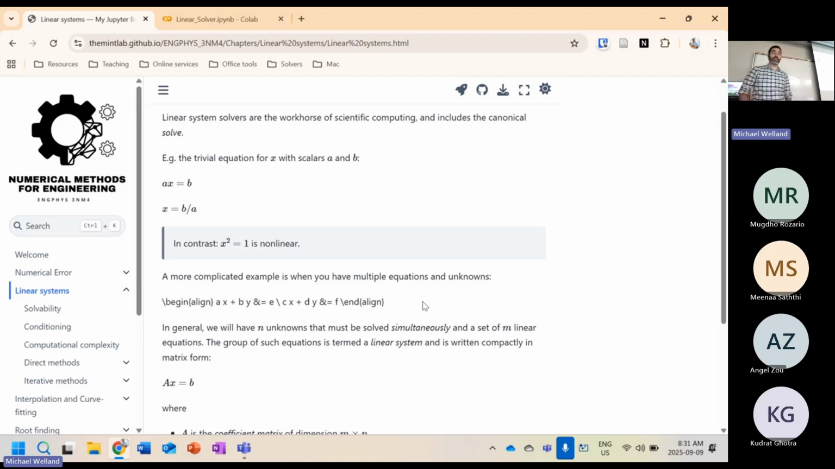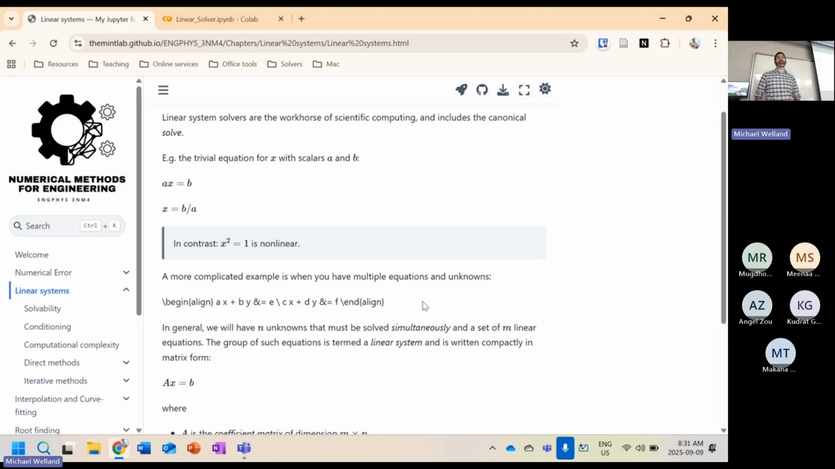A more complicated example, and one that we're going to be dealing with a lot, is when you have multiple equations and multiple unknowns. So this is ax plus by is equal to, what letter do I have there? E, sure. And then I've got cx plus dy is equal to, can I use F? Yeah, F. A simultaneous set of equations. Both equations are linear, therefore the entire system is linear.